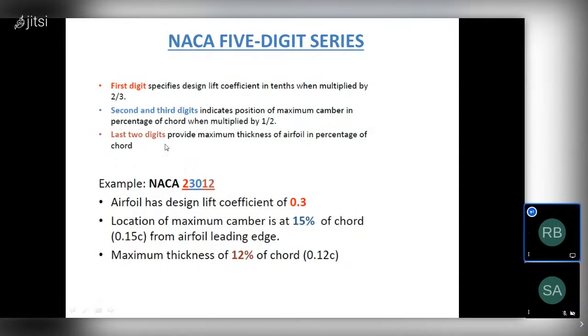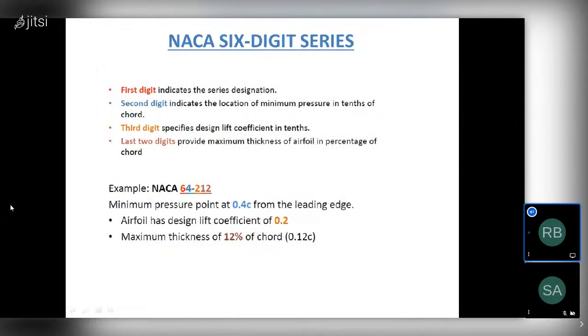And the last two digits, same as before, give the idea of the maximum thickness of an aerofoil in percentage of chord. So 23012 means the aerofoil has a design lift coefficient of 0.3, the location of maximum camber is at 15% of chord from the aerofoil leading edge, and the last two digits give a maximum thickness of 12% of chord, that is 0.12 times chord C.